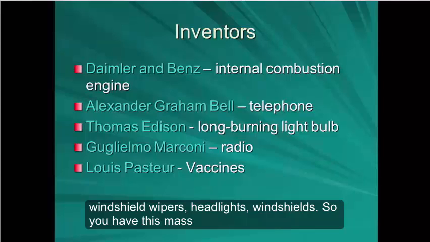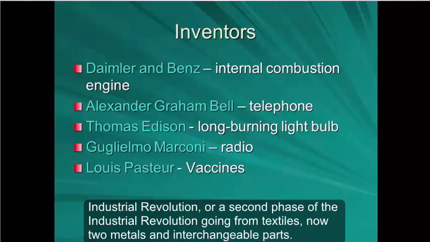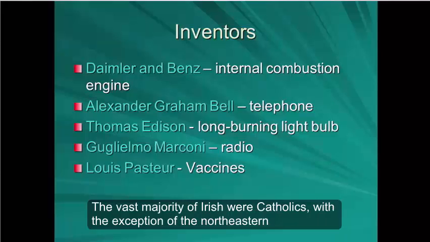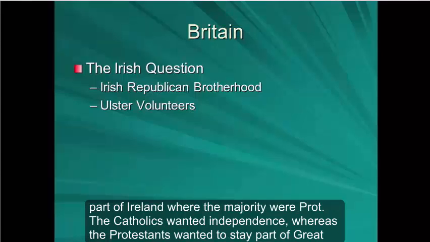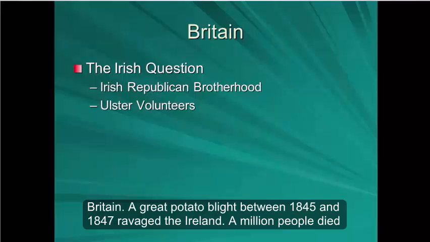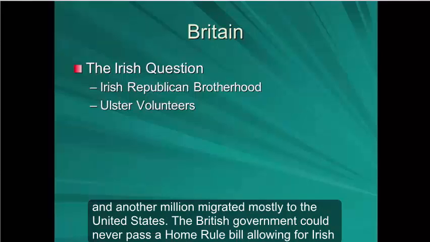So you have this mass industrial revolution, or a second phase of the industrial revolution, going from textiles now to metals and interchangeable parts. The vast majority of Irish were Catholics, with the exception of the northeastern part of Ireland, where the majority were Protestant. The Catholics wanted independence, whereas the Protestants wanted to stay part of Great Britain. A great potato blight between 1845 and 1847 ravaged Ireland. 1 million people died, and another million migrated, mostly to the United States.